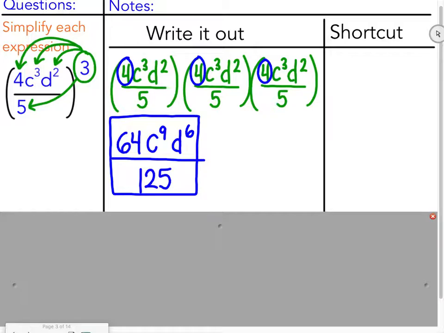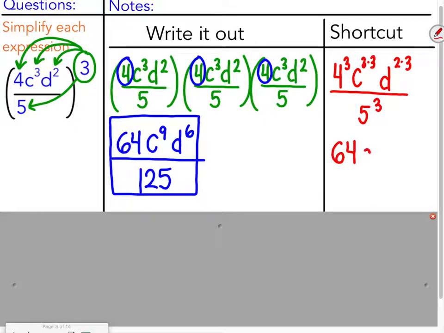If I am doing the shortcut, I am distributing my 3, which is what I already started doing the first time around. So I would have 4 to the 3rd on the top, over C to the 3 times 3, and D to the 2 times 3, over 5 to the 3rd. So that would give me 64, C to the 9th, D to the 6th, over 125. So the same thing.